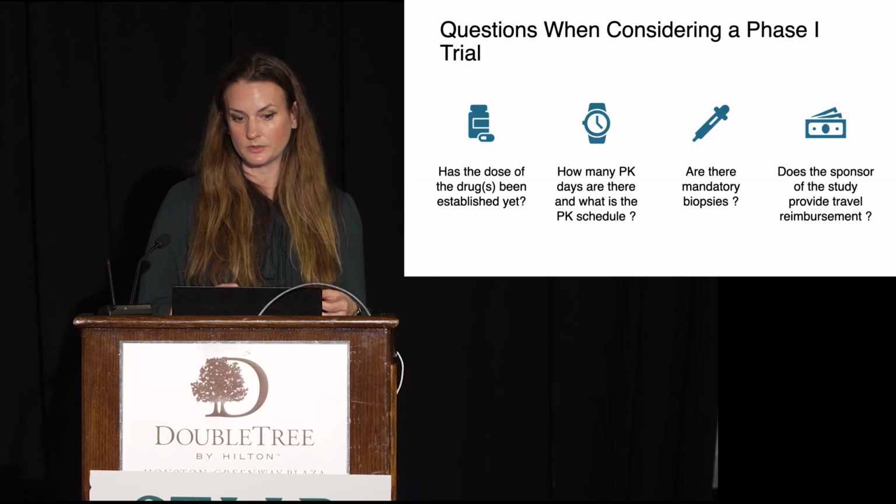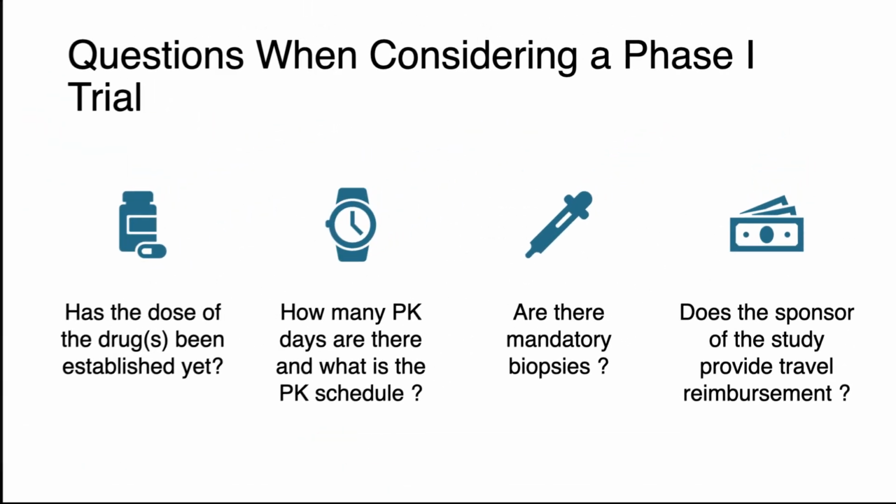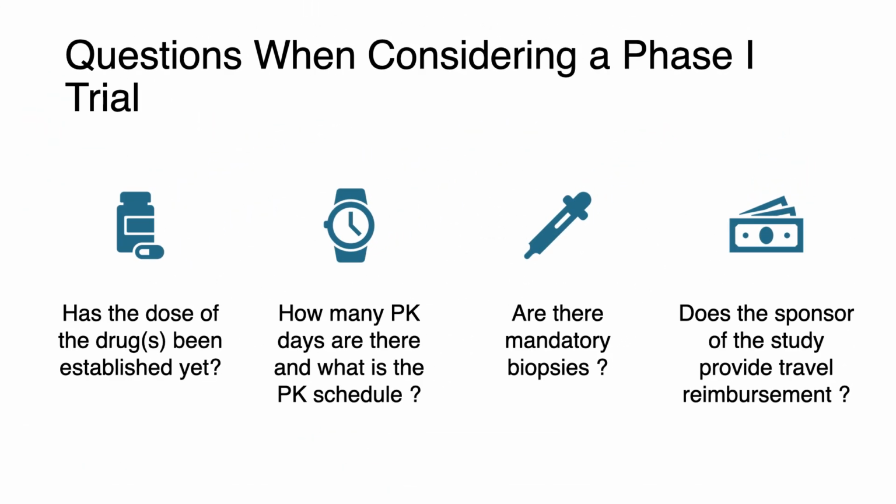When considering a phase 1 trial, I'd say these are the key questions to ask. Has the dose of the drug been established yet, or is it still in dose escalation? How many PK days are there, and what is the PK schedule? Because sometimes your doctor is talking to you about a study, they're trying to get a lot of information conveyed at once, and they forget to tell you that there's 12-hour PK days every week on this study where you're going to have to be in clinic for 12 hours. So it's really important to know that information up front.